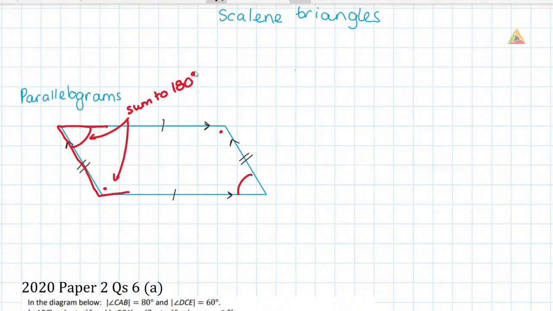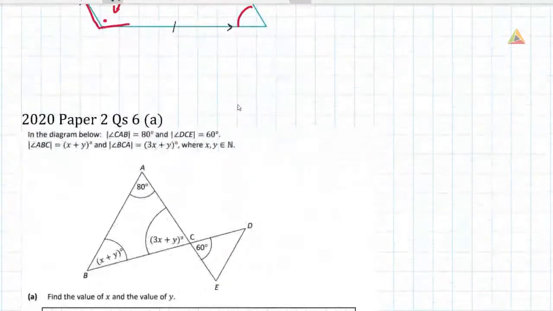Okay, so they're the things that we need to know about our angles and our triangles and our parallelograms for this week to be able to attempt some of these questions from the papers. So the first question that we're going to look at here is 2020 Paper 2, Question 6.